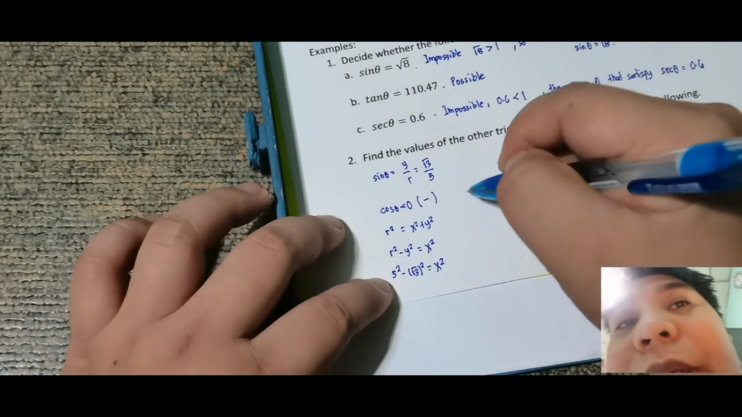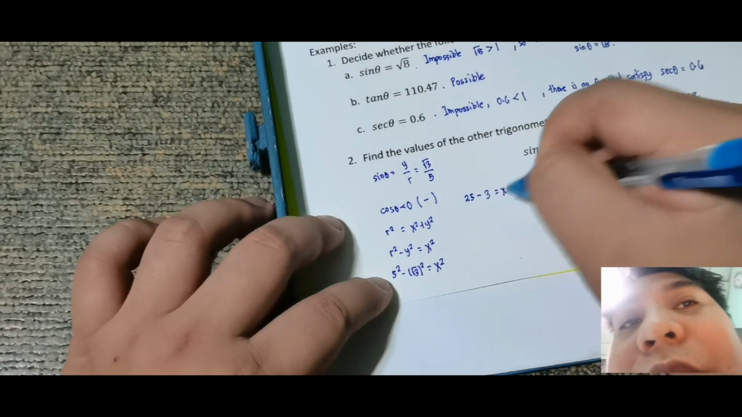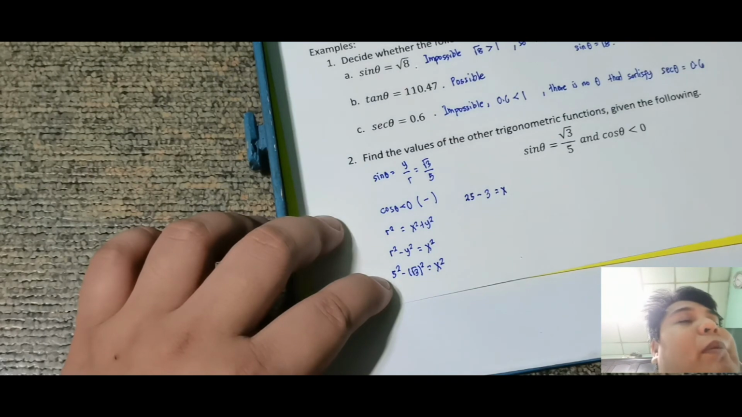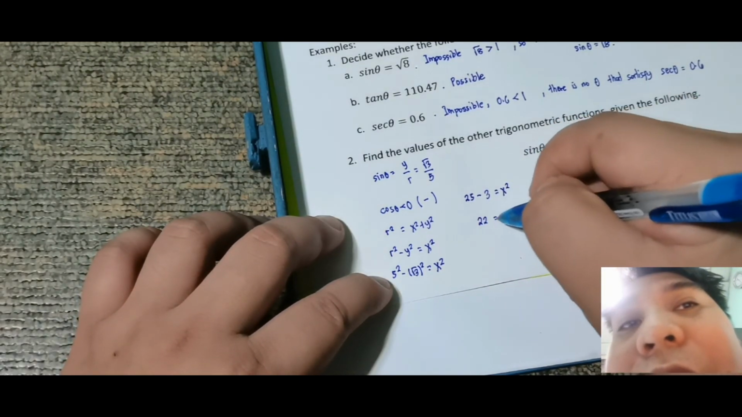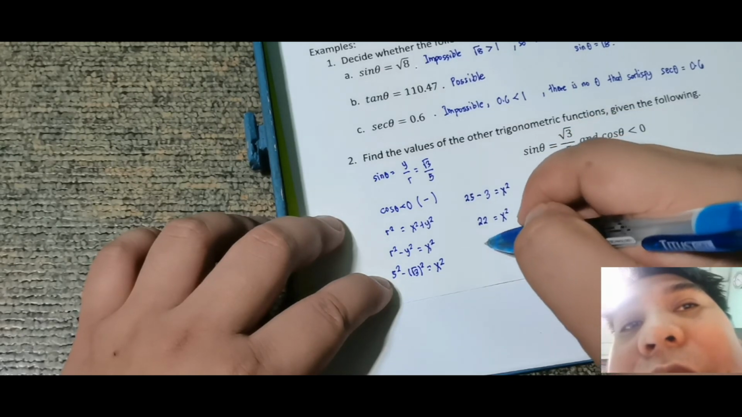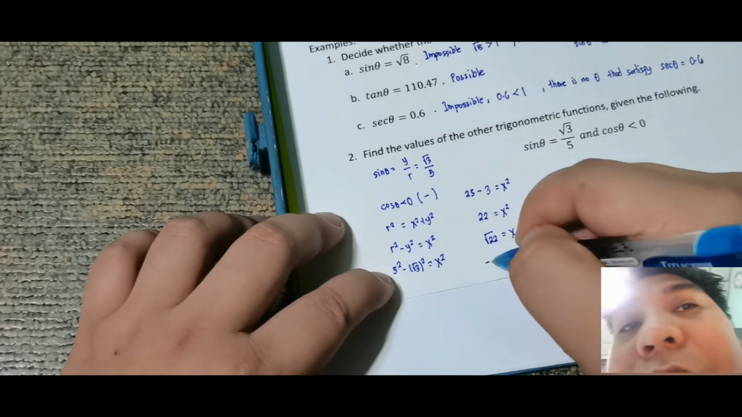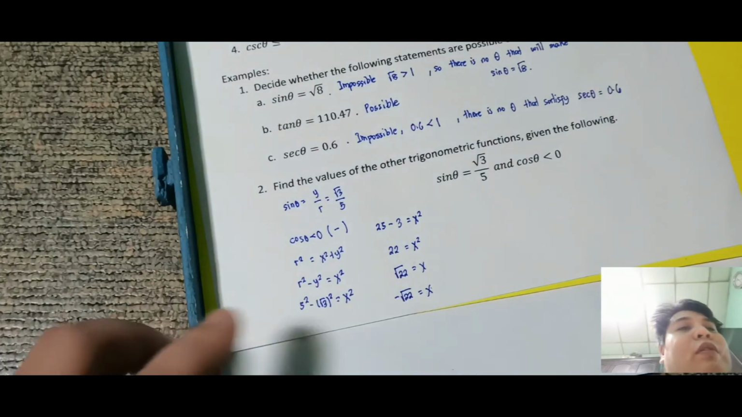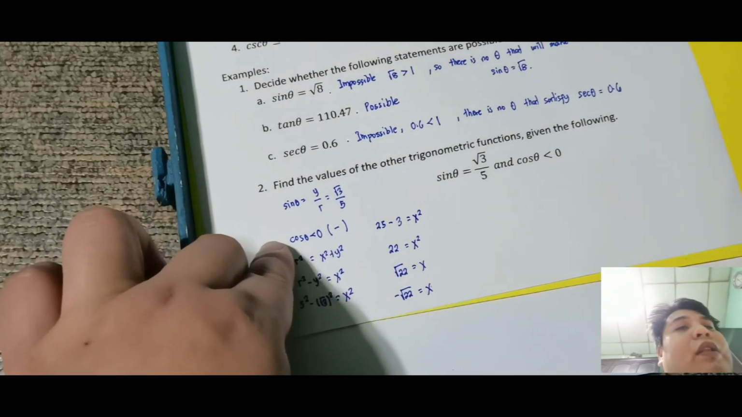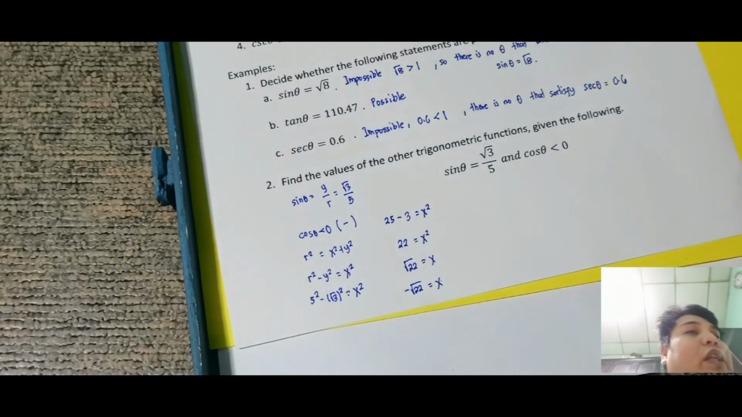Note that this is 25 minus 3, which is equal to x squared. Tama ba? Then that is 22. That is x squared. So square root of 22 is equal to x, which means this is negative square root of 22 is equal to x. Ayan yung value. Sir, bakit negative? Kasi nga, quadrant. Yung cosine theta is less than 0. Eh, yung x natin yung cosine eh.